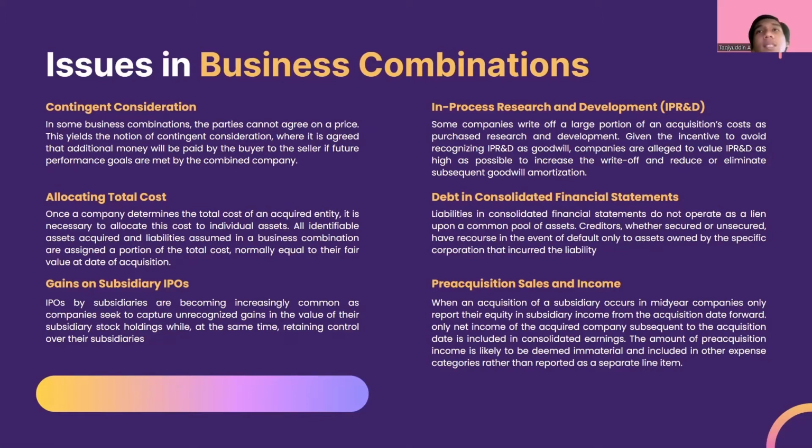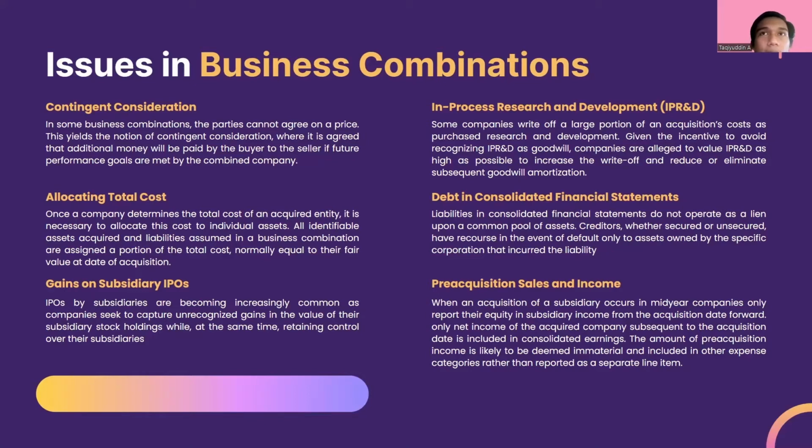Next is in-process research and development. Some companies write off a large portion of an acquisition cost as purchased research and development, given the incentive to avoid recognizing IPR&D as goodwill. Companies are alleged to value IPR&D as high as possible to increase the write-off and reduce or eliminate subsequent goodwill amortization.